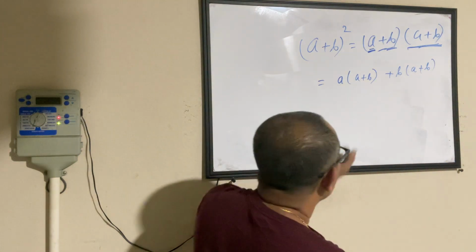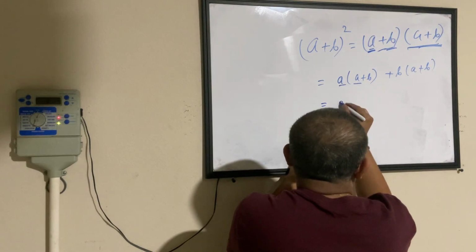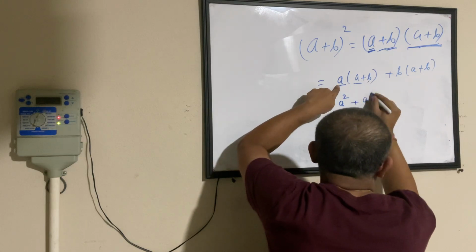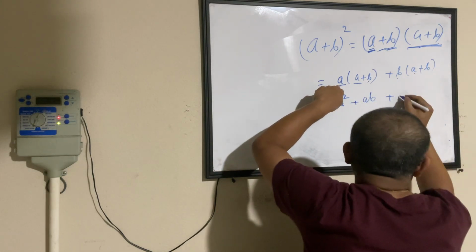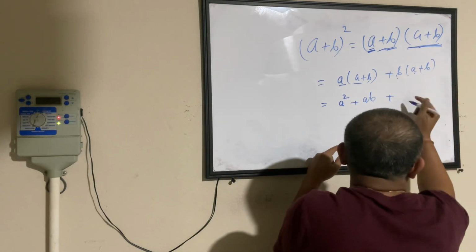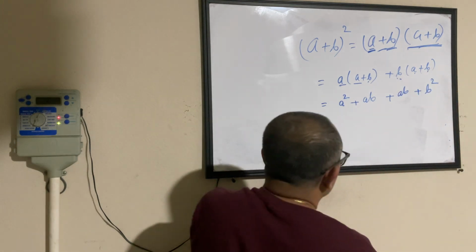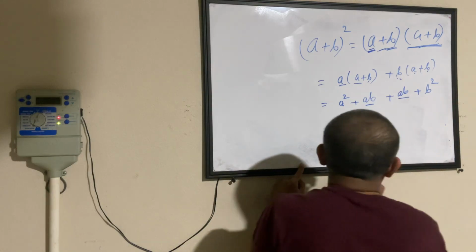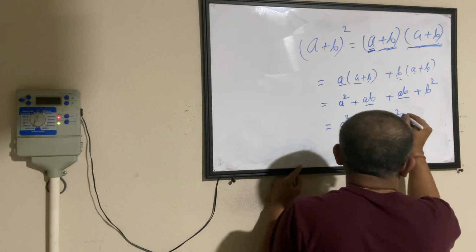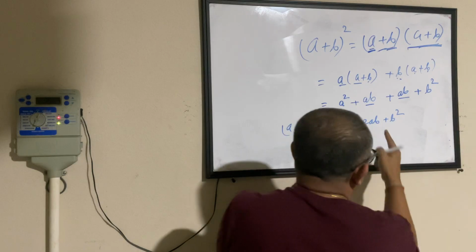Alright, so now let's break the brackets and see what happens. a into a is a squared. Then I have a plus sign, so I'll write a plus. a into b is ab. Plus b into a, ba or ab, same thing, like 4 into 7 and 7 into 4, same thing, right? So I'll write it as ab. Plus b into b becomes b squared. So what do I have? 1ab here, 1ab here, 2ab. So a squared plus 2ab plus b squared. So my (a plus b) whole squared equals a squared plus 2ab plus b squared.